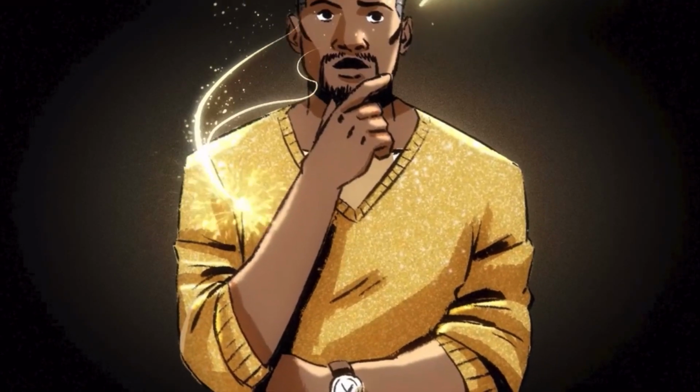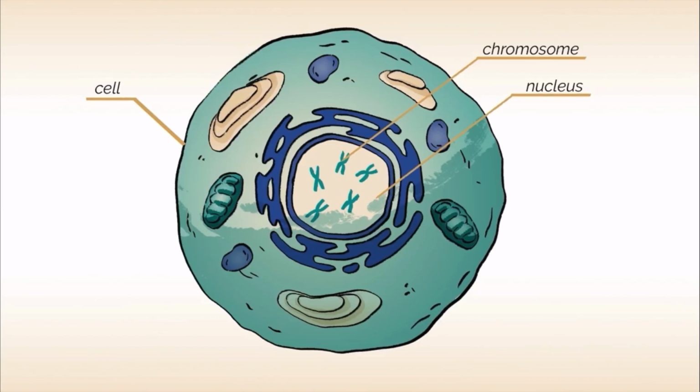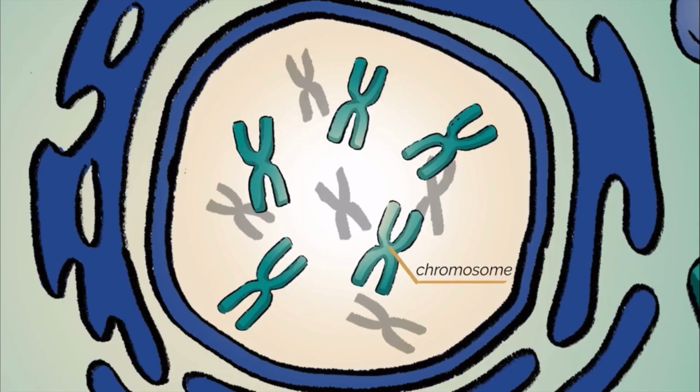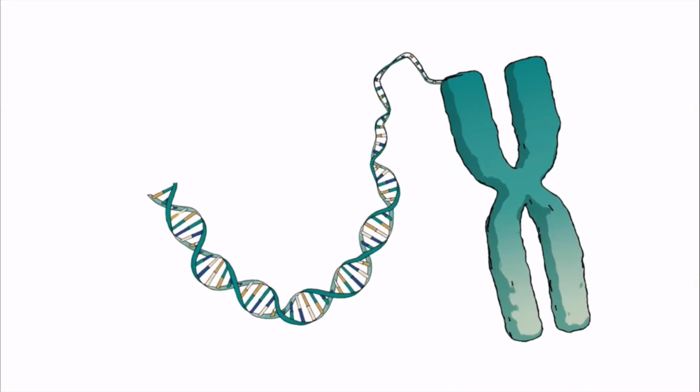Sickle cell is a genetic disease caused by a specific change in a gene from both parents. This means that sickle cell starts in your genes. Genes are instruction manuals for your cells. They tell your cells how to function, divide, and what proteins to make.